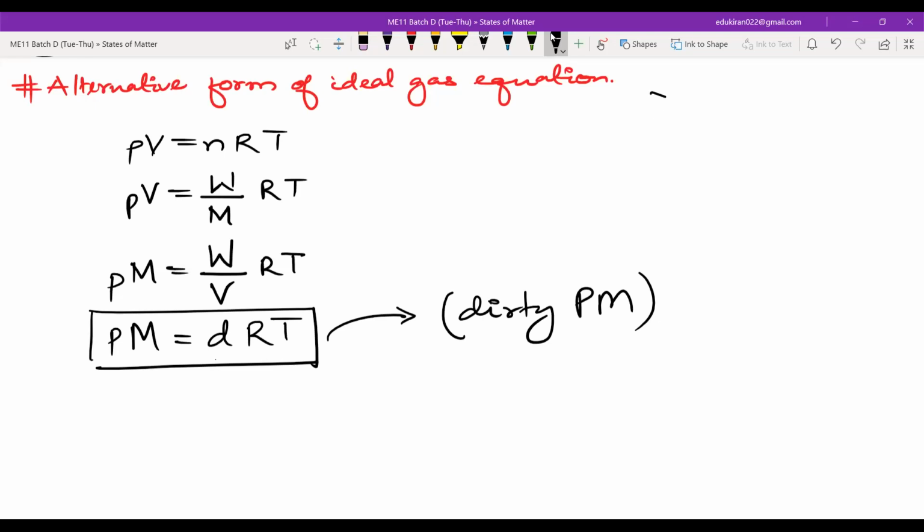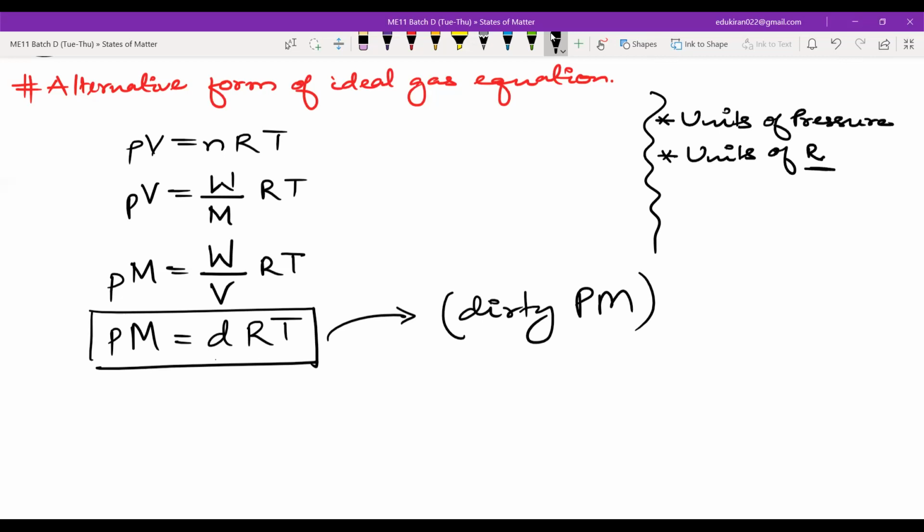Again, I'm reminding you of two things. Please keep them in hand in the next class: the units of pressure and the units of R. They should be within your reach in the next class, because we will be doing some numericals. You will be given some numericals as assignment also. Try them, and after that we can discuss them in the next class.